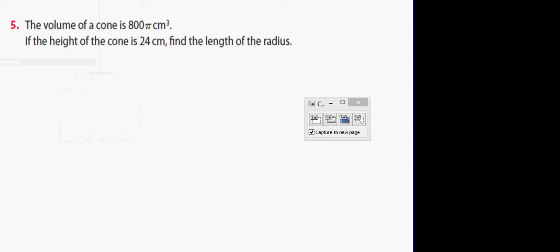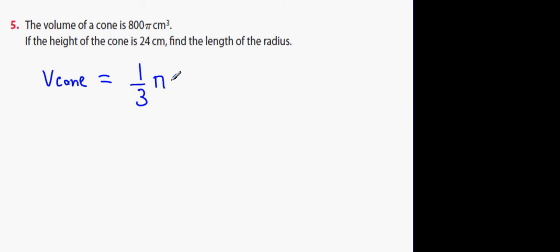First question. The volume of a cone is 800 pi centimeters cubed. If the height of the cone is 25, find the length of the radius. Very easy. You just go to the volume of a cone in your tables. You find out it's a third pi r squared h. You know that this is equal to 800 pi. On both sides, the pi's will cancel.